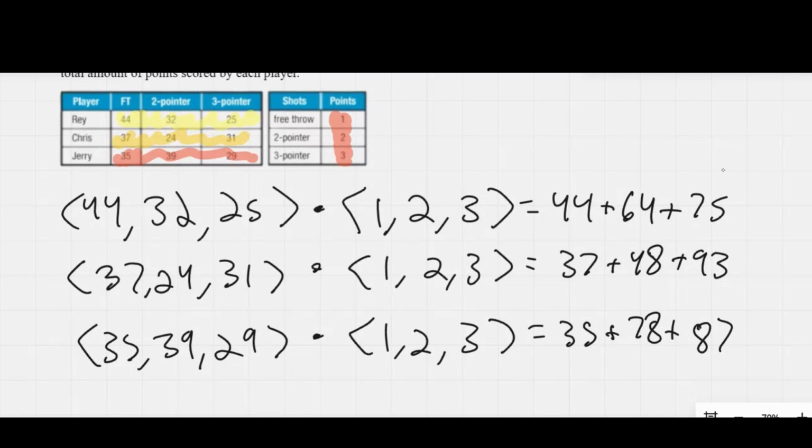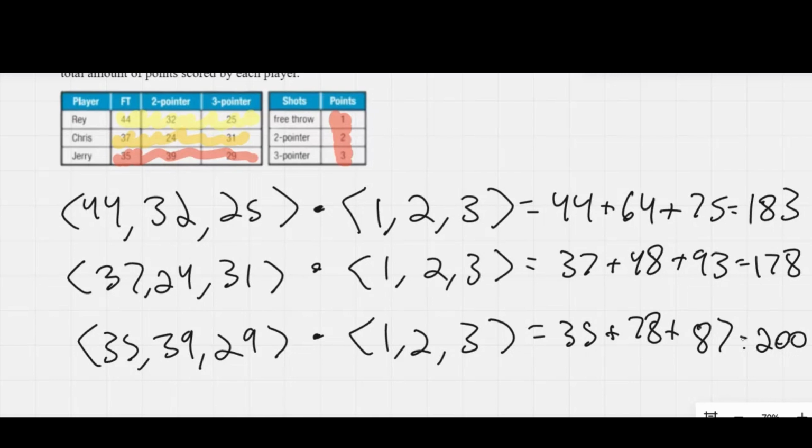Okay, so we have each of these expressions, which we can now evaluate. 44 plus 64 is the same thing as 108. 108 plus 75 is going to be 183. Next we have 37 plus 48, which is 85. 85 plus 93 is 178. Finally we have 78 plus 87, which is 165. 165 plus 35 is going to be 200.